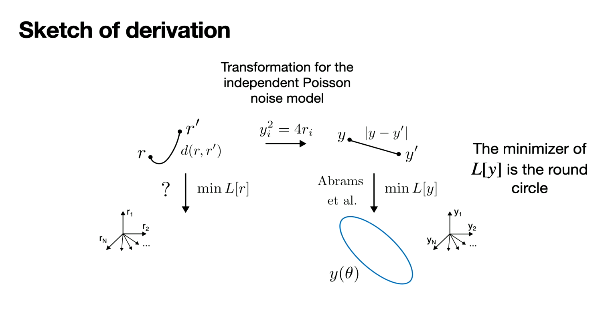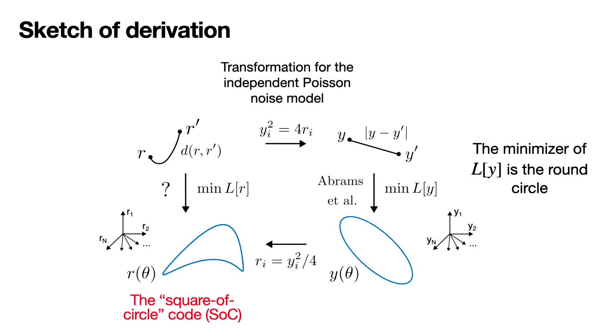So shown here in this schematic, on the left is the finite space, and on the right is the Euclidean coordinates, y coordinates. To get back the optimal tuning curve, we can simply invert this transformation to get back to the tuning curves. And for Poisson, this transformation is the ln y square. So we call the resulting code the square of circle code.